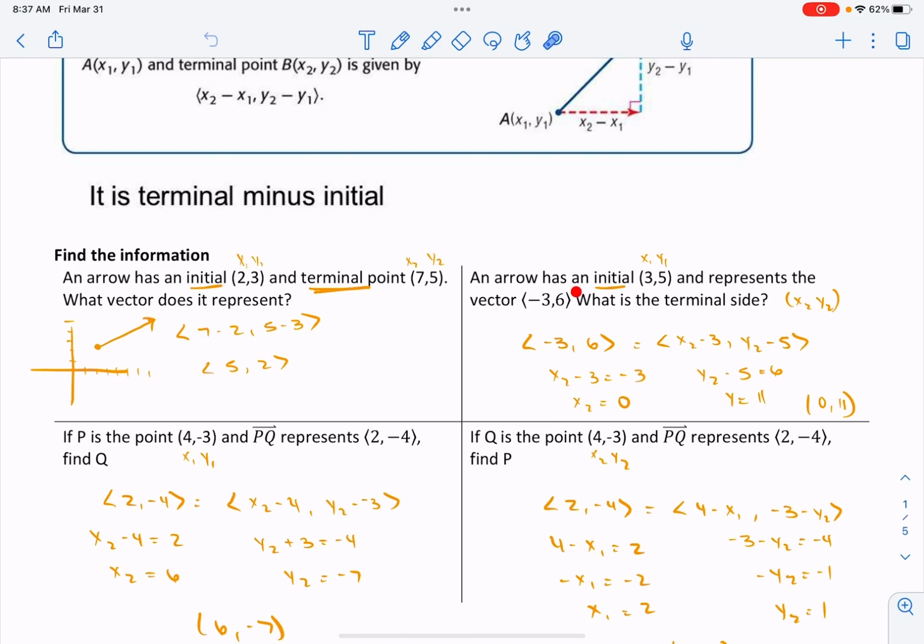The next one, it says an arrow has an initial point at (3, 5), and it represents the vector <-3, 6>. They want us to find the terminal side. So the terminal side is our (x2, y2). So what we're going to do is set an equation. The vector is equal to the head minus the tail, so <x2 minus 3, y2 minus 5>. And then we're just going to set each corresponding part equal to the correct part. So x2 minus 3 is equal to negative 3. We'll solve it. That gives us 0. y2 minus 5 is equal to 6. We'll solve it. It equals 11. So our terminal side is at (0, 11).